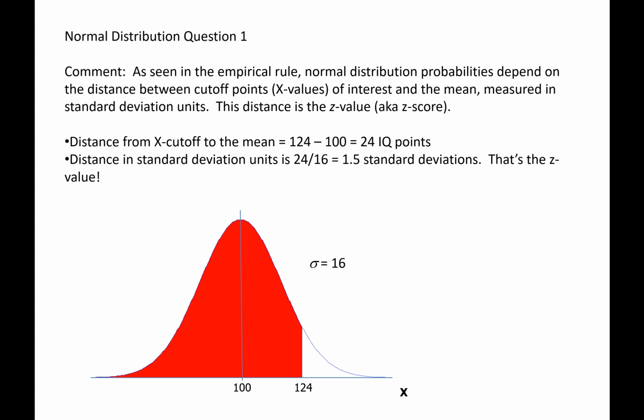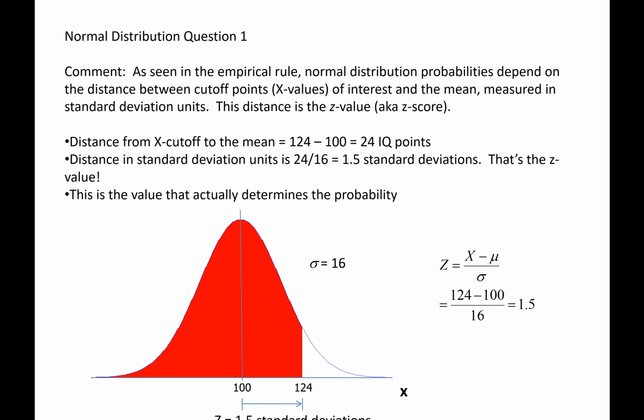And this is the z-value. So what we're saying here is 1.5 standard deviations above the mean or less has about a 93.32% chance of happening. And in the background, that's the number that's being used by the computer to actually calculate the probability. The function can be viewed as z equals x minus mu over sigma, and if you simply plug those numbers in, you get 1.5.